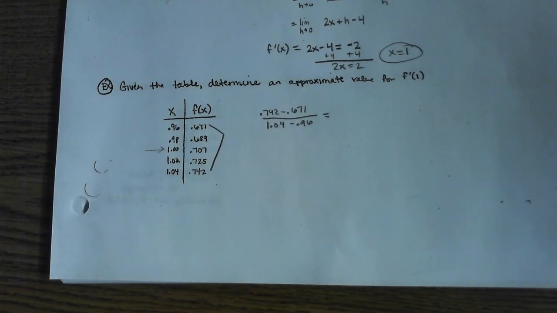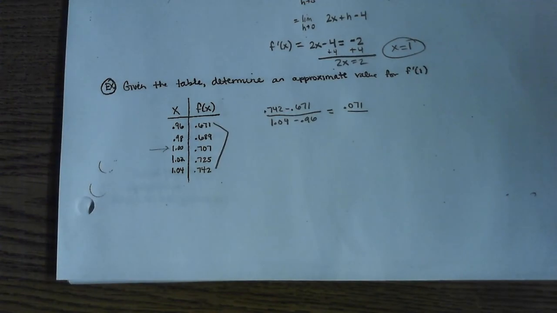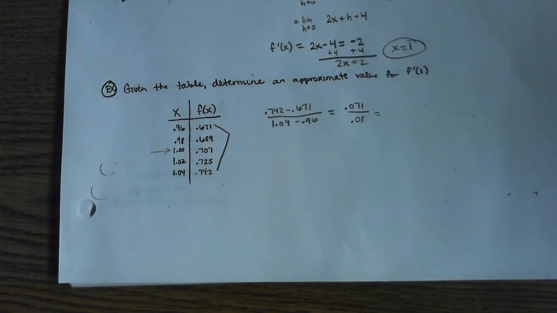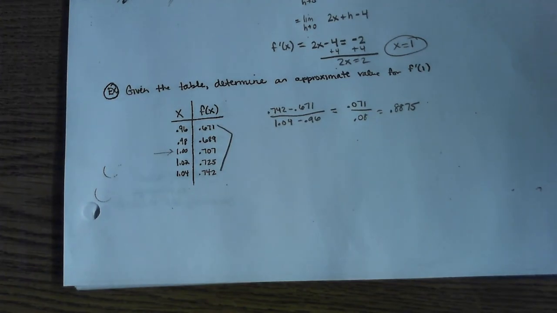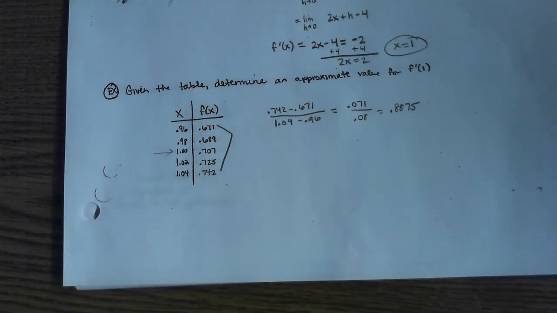And that's going to give us, we need a calculator. 0.742 minus 0.671, 0.071 over 0.08, 0.8875. So truthfully, because that was the start of the interval and the end of the interval, you did find the average rate of change for sure, which might be the same as the instantaneous rate of change at 1, but not always. So who's got an idea to get maybe more accurate?